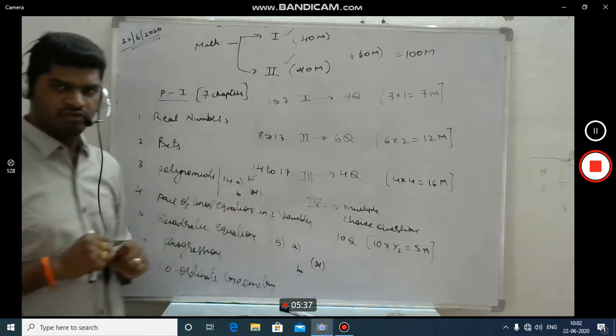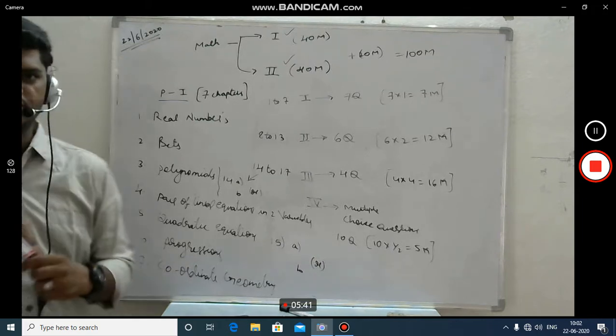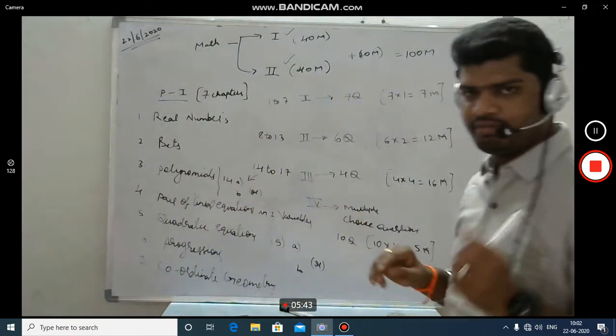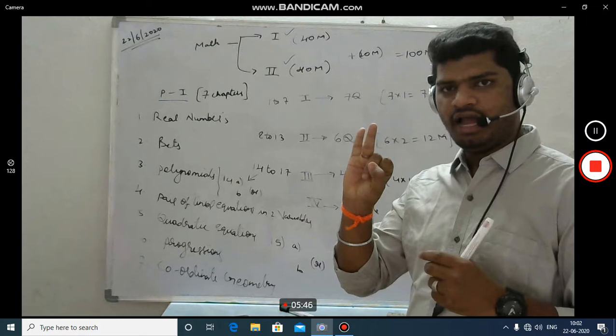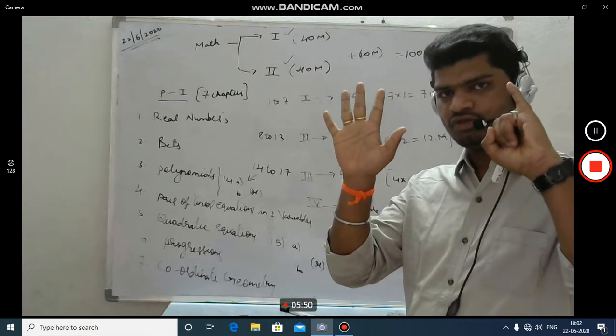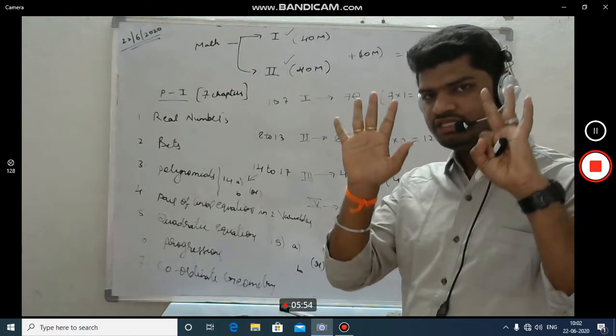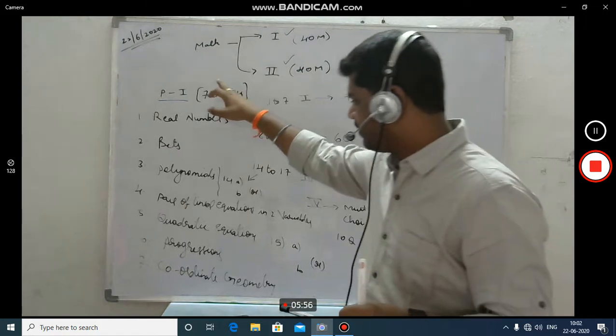Coming to section 3, in total, with internal choice, they'll have 8 questions. How 8 questions? Question number 14 has 2 questions, and the 15th question has 2 questions. The 16th question has 2 questions, and the 17th question has 2 questions. Total 8 questions. See, these 8 questions, in paper 1, how many chapters?